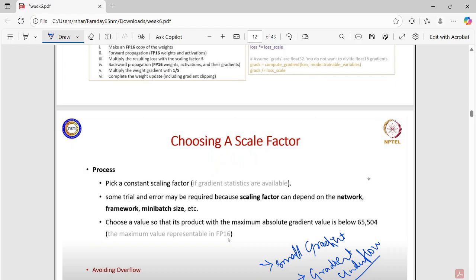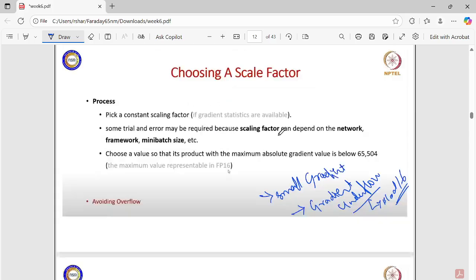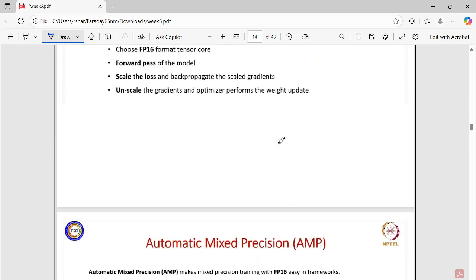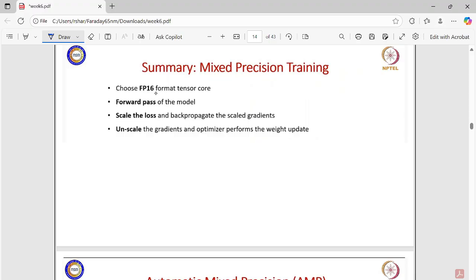And why do we have underflow? Say in float 16, there is limited precision. Small gradients can underflow and become zero. Loss scaling helps avoid this by scaling up the gradients before backpropagation. So use the float 16 format for the forward pass, scale the loss, backpropagate the scaled gradients, and then unscale, and the optimizer will perform the weight update.